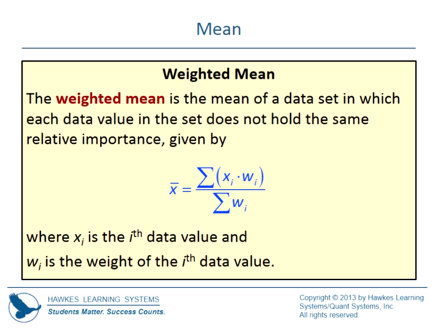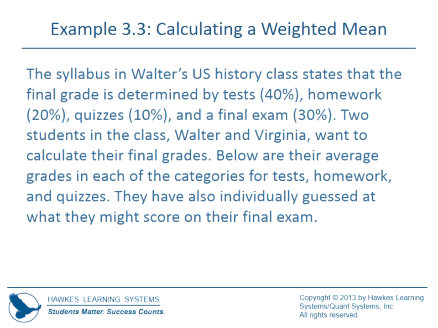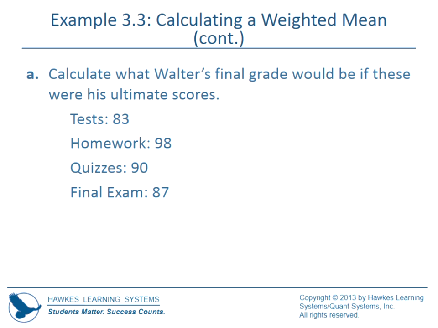Where before we had seen everything had the same weight. This one is not the same. So what you're going to do is you're going to do the data value times the weight it has over the weight. So let's look at that in practice. Okay, so Walter has a history class, and it shows that his tests are 40%, homework's 20, quizzes are 10, final exam is 30. So he wants to know his grade, so let's go look.